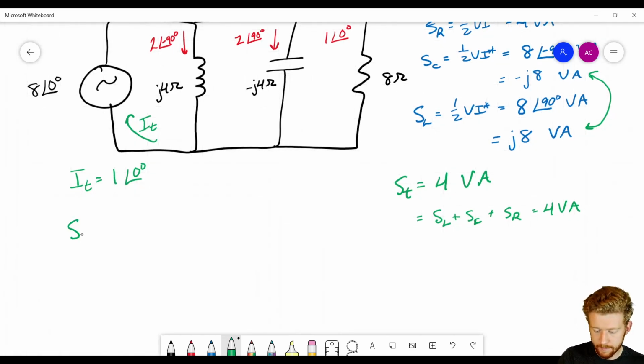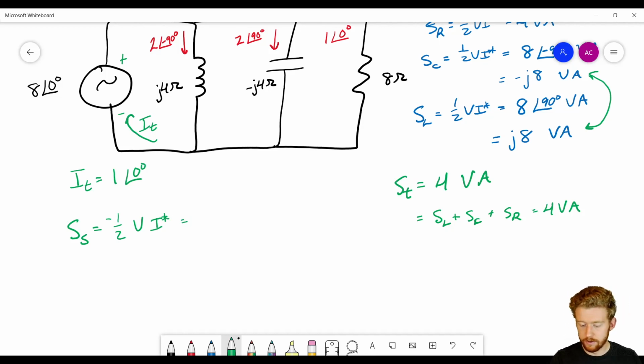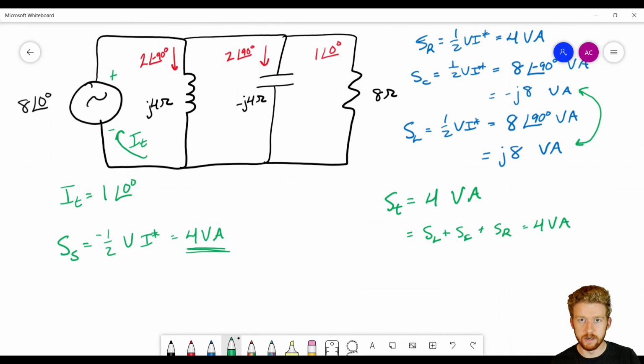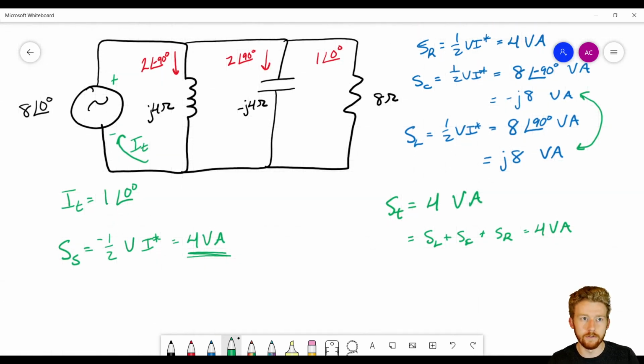So if we calculate the power for the source, or the apparent power for the source, that's going to be negative 1/2 because we're going into this negative terminal here. So negative 1/2 VI conjugate. And what you can see is that that is going to give you 4 VA. This is a calculation we've done before, so I didn't repeat it here, but we're going to get 4 VA. So what you can see is that the apparent power that we see is purely real. We don't have any sort of reactive power at all. So we have a power factor of 1, which is good. That's what we want. We want a power factor of 1 because we're not wasting anything on reactive power.